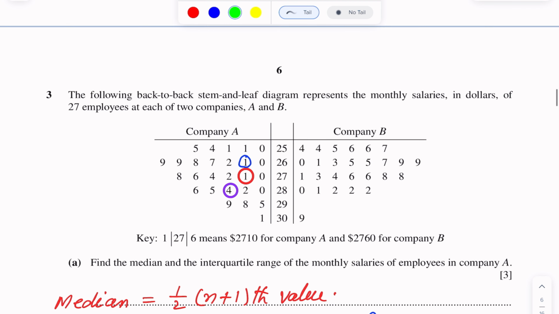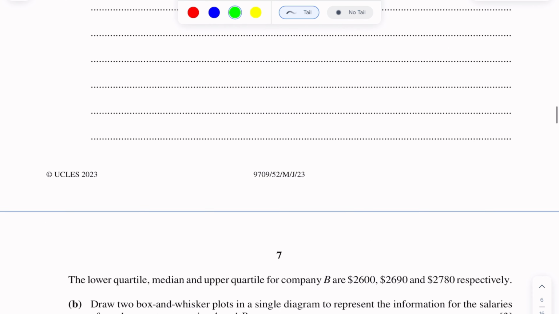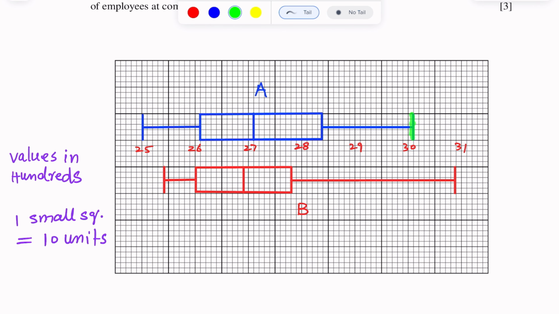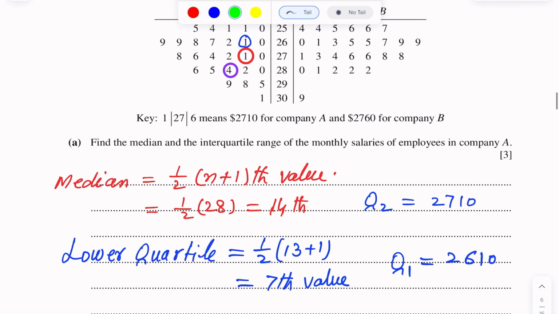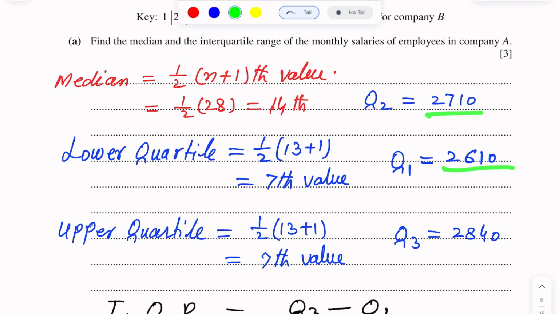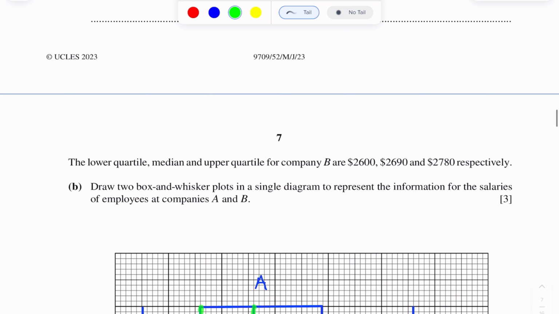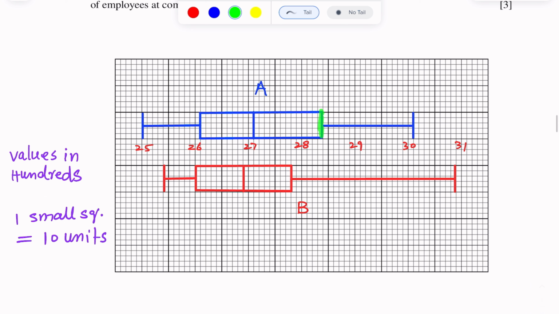The highest value for company A is 3010. This is the value of 3010 according to the scale. In the same way, the median for company A we have found at 2710. This value is 2710. The lower quartile is 2610. This value is 2610. And the upper quartile is 2840. This value is 2840. Now we join these to make a box and extend the line to the lowest value, and extend the other line to the highest value of the data.